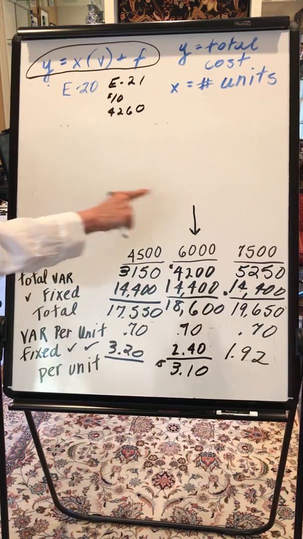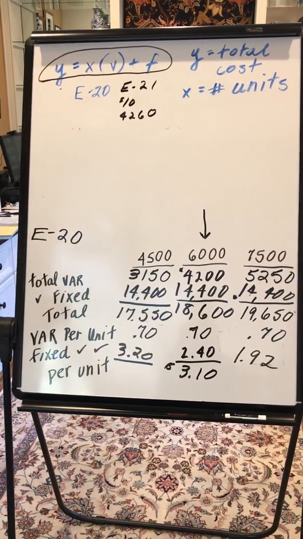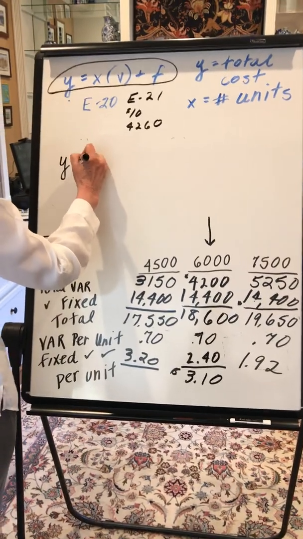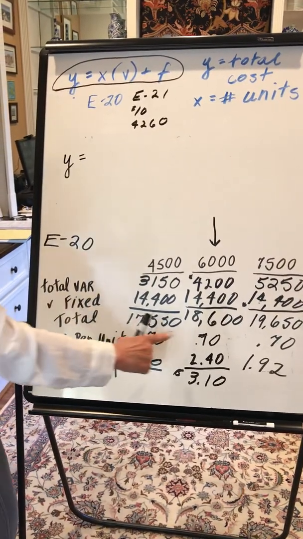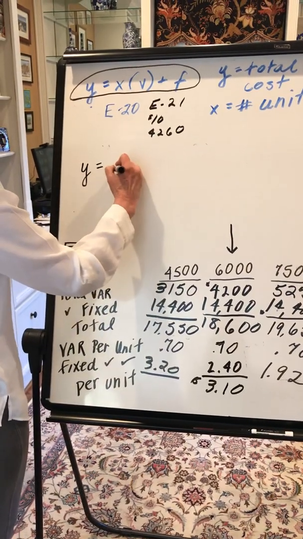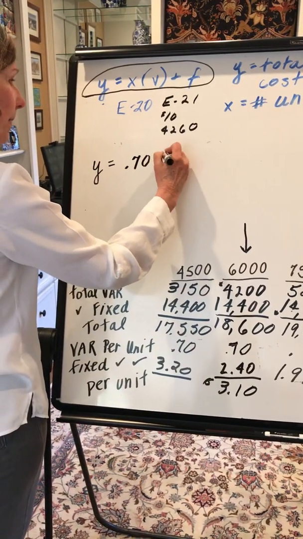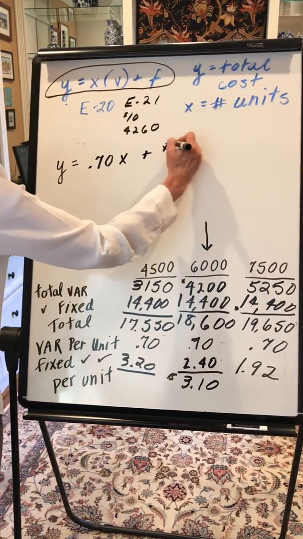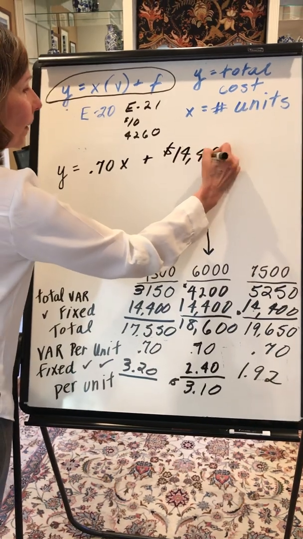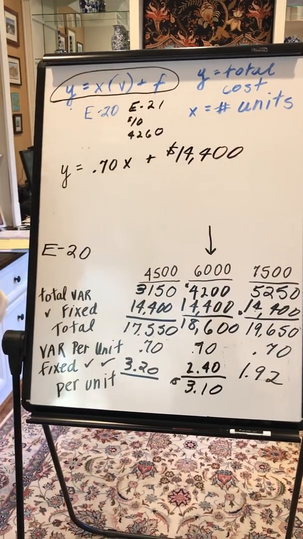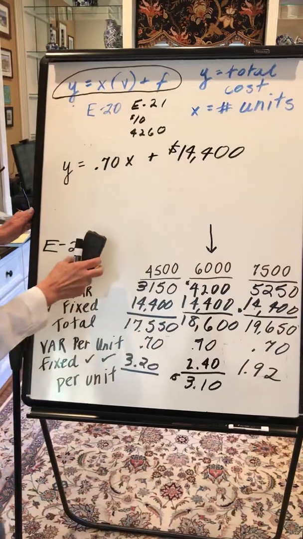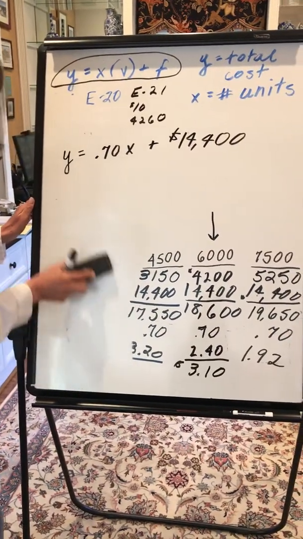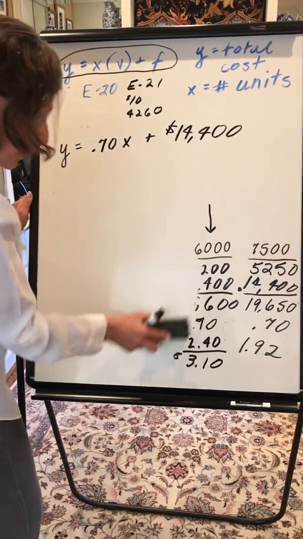So let's take this and make this into our cost equation. Y equals our variable cost per unit, 70 cents times X plus the fixed cost, $14,400. So if we erase the chart, so we can do the very last part.